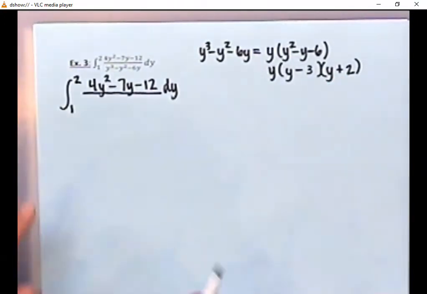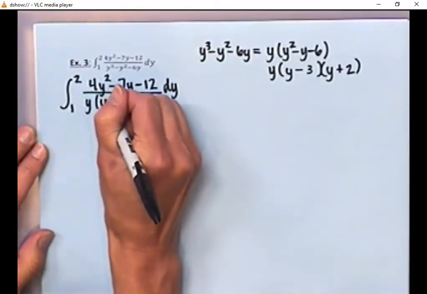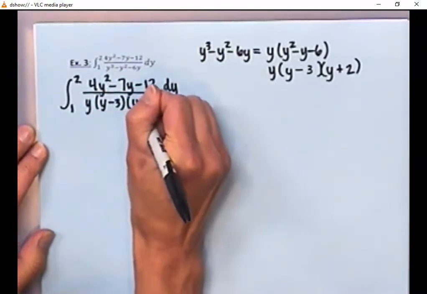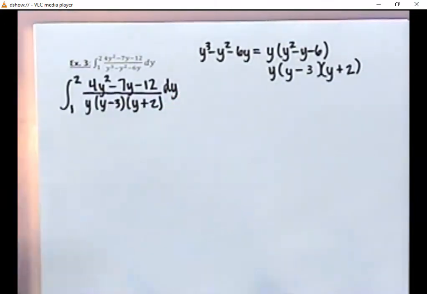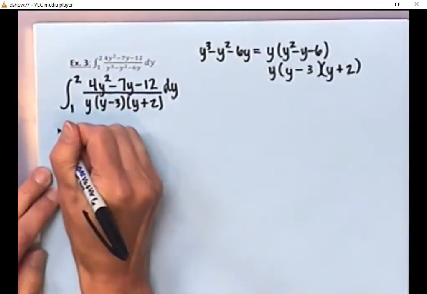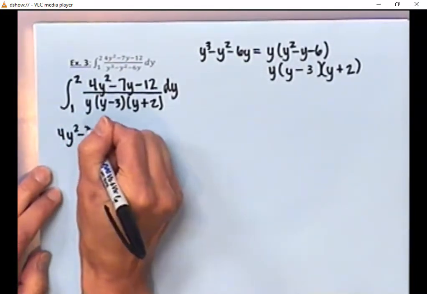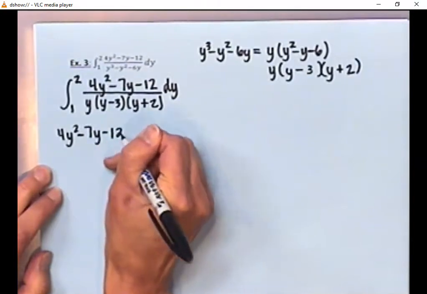Okay, so this I'm going to factor into y times y minus 3 times y plus 2. If I have distinct linear factors, then I should be able to break it down, do partial fractions for each one of those linear factors. So let's set that up and solve. Okay.